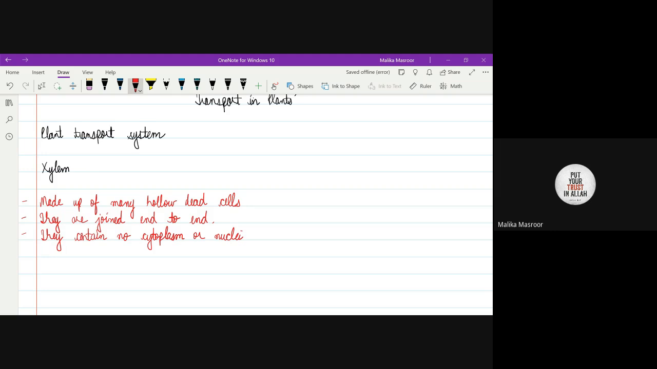Because initially they are living cells. Please watch the recordings. As I was saying, they are living cells initially, so obviously they will have organelles, but as soon as lignin starts to deposit, which I will talk about, they change. Lignin is impermeable to water, and since they do not get any water, the cells die. That's why we say they're made up of hollow dead cells. The walls are made up of cellulose and lignin.